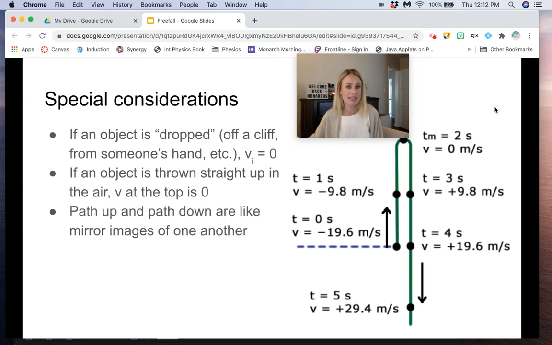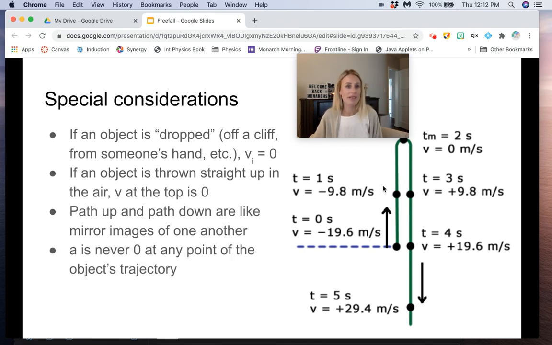Another special consideration is that the path upwards and the path downwards are kind of like mirror images of one another. You can see that here in this drawing: the initial velocity is negative 19.6, and then at that same point, as the object is coming down, the velocity is positive 19.6 meters per second. You can see that here too. We have a negative 9.8 meters per second and a positive 9.8 meters per second. So they will have the same magnitude of velocity at that point because they're under the same influence of gravity. But that velocity will have opposite signs, obviously, because they are going in opposite directions.